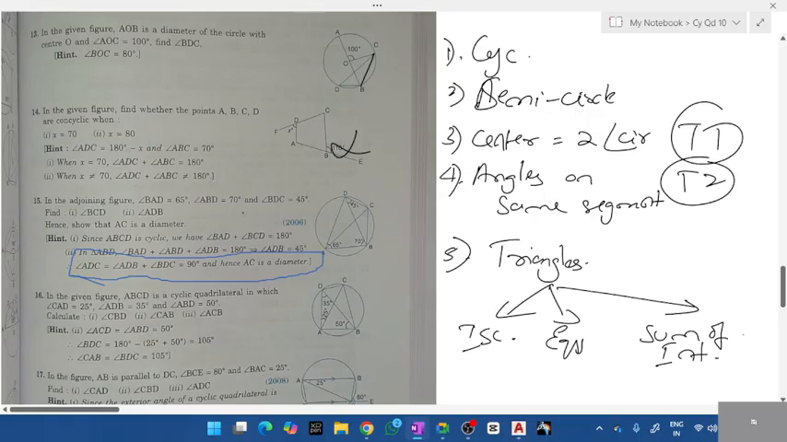Yes, try the 16th one. Don't look at this. Int is of no use. Copy the diagram, students. First triangle CBD.